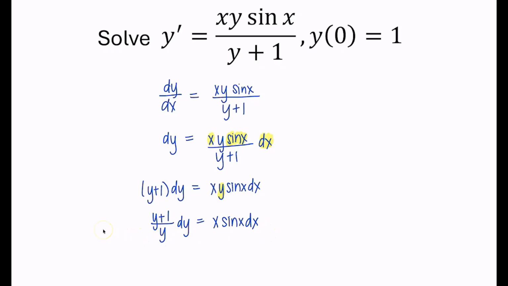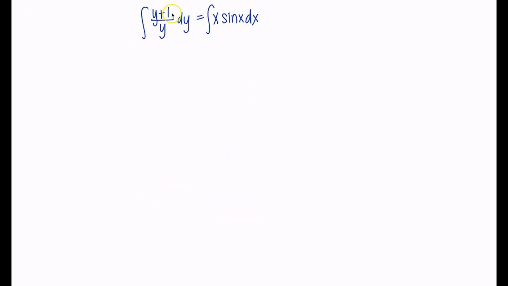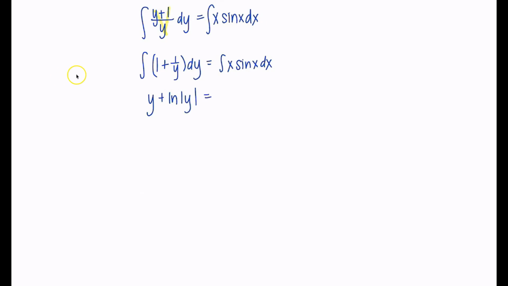And now we're going to go ahead and integrate both sides, and we'll need a little bit more space. On the left side, y plus 1 over y, what we can do is go ahead and split it up or karate chop it. So we're going to have the integral of 1 plus 1 over y dy, and then is equal to the integral of x sine x dx. Now the left side, we'll go ahead and finish it out since we started working on it. So here, the integral of 1 is y, and the integral of 1 over y is natural log the absolute value of y. On the right-hand side, this is going to be an integration by parts.